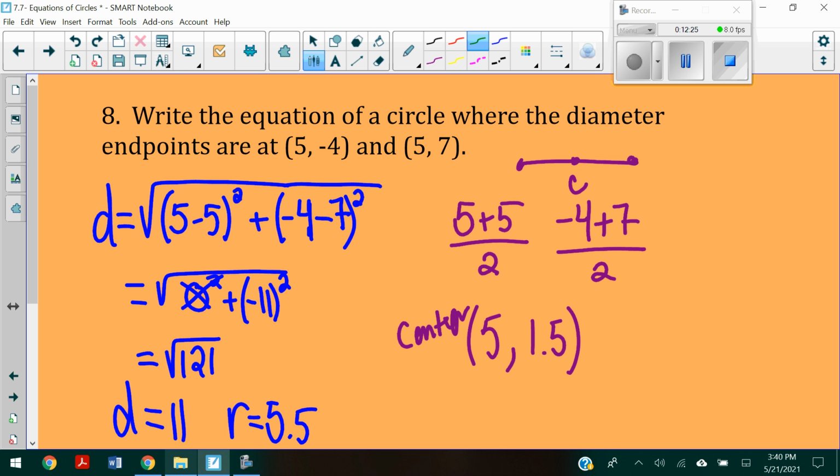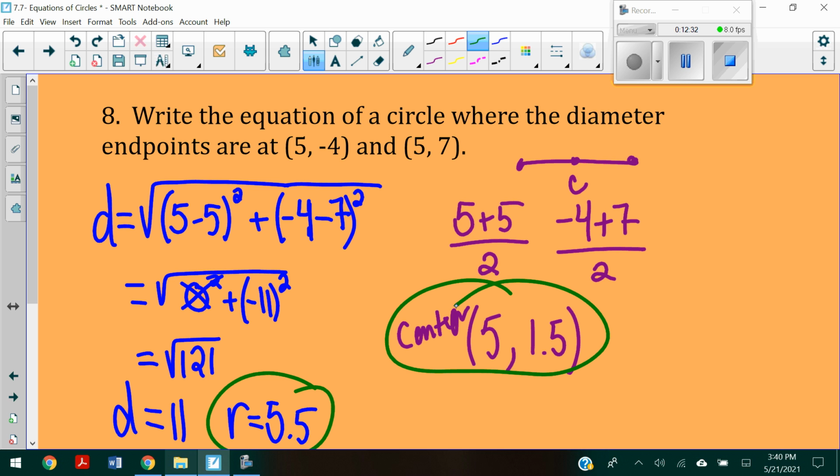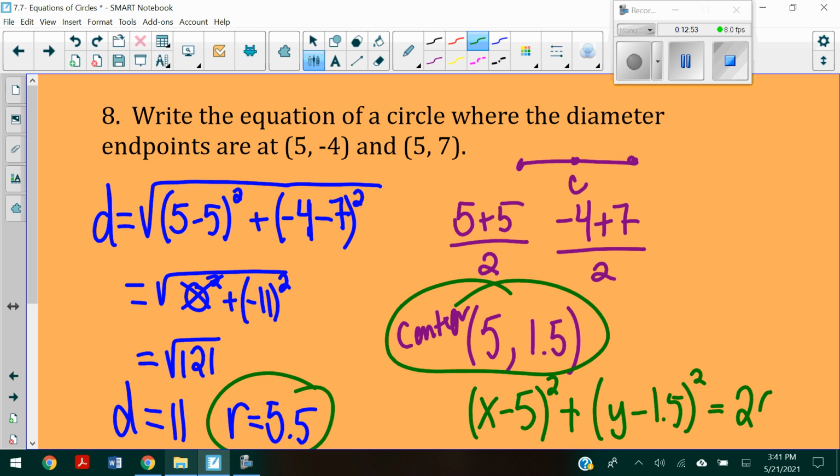So the last thing that we have to do is write our equation using our radius and our center. So we get x minus 5, which is our h, plus y minus 1.5, which is our k, squared, and then equals 5.5 squared. So when you type 5.5 in and square it, we get 20.25. And if you want to round that up to 20.3, that's totally fine with me.